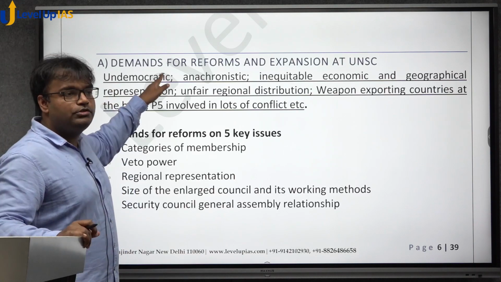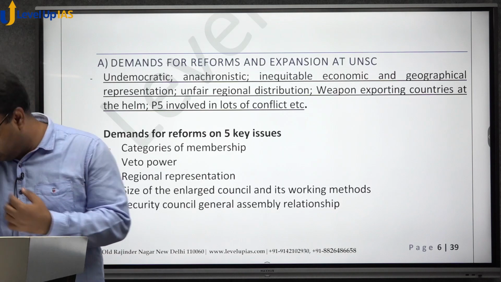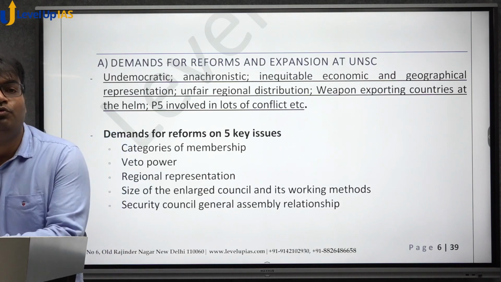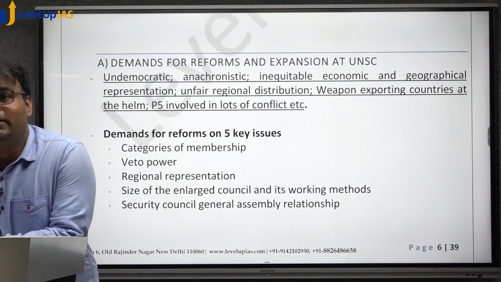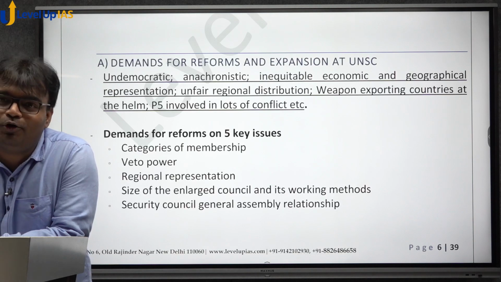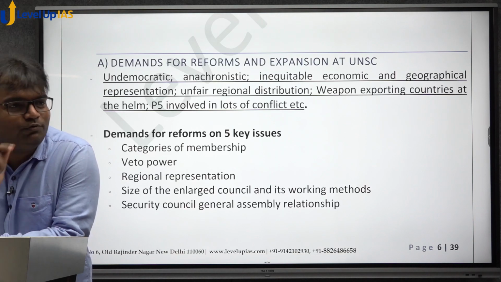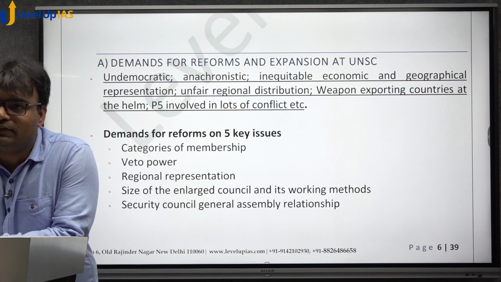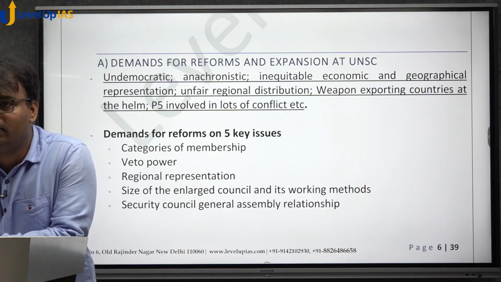First, this body is undemocratic. Why? 15 countries can take crucial decisions for the whole world, or 5 veto power countries can block those decisions. Any one of those countries can block those decisions. In that way, it is undemocratic.